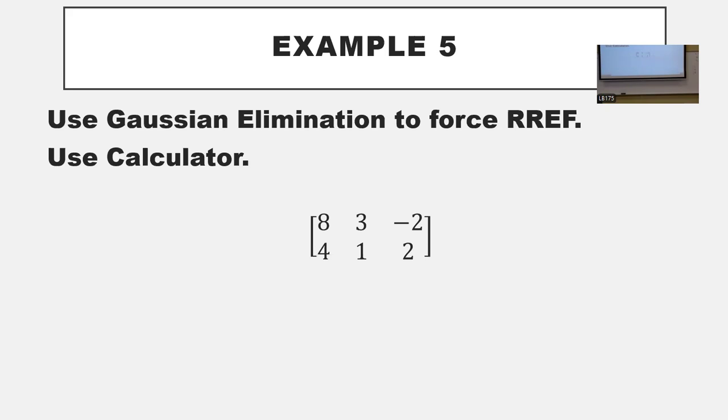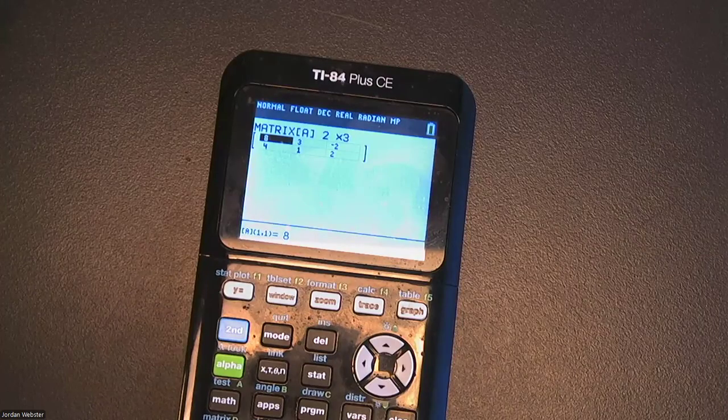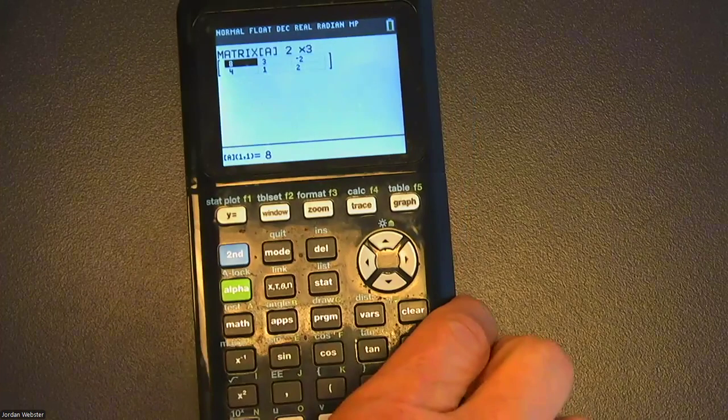Just edit, I'm going to edit matrix A. It was a 3x3 matrix. I'm going to change it back to a 2x3 matrix with entries 8, 3, -2 in the first row, 4, 1, 2 in the second row. So there it is.